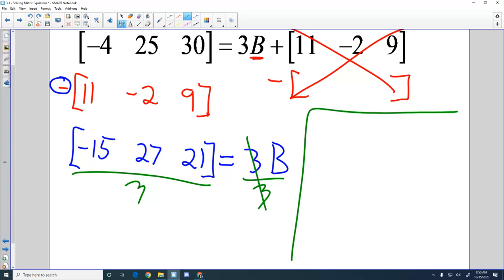Once you do that, we'd get a negative 5, 9, 7 equals matrix B. Da da da da. You solved another matrix equation. Good job. But these were the easy ones.